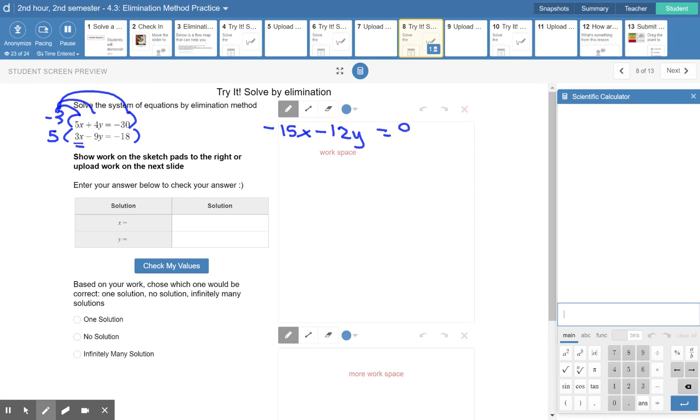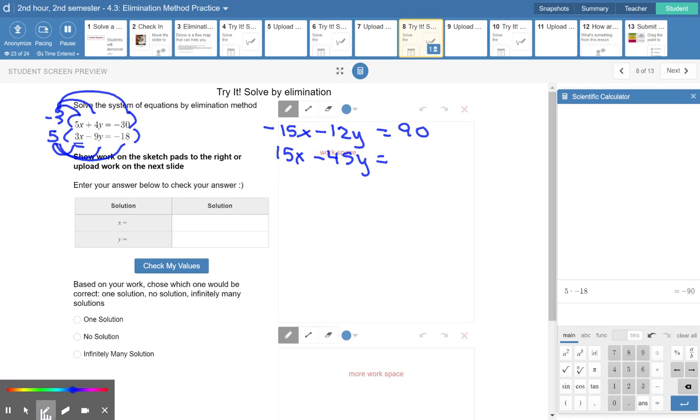Negative times a negative is a positive 90. So negative 3 times negative 30 is a positive 90. So then we have 5 times 3, which is 15x, minus 45y. And then definitely use a calculator for these bigger integers. We have 5 times negative 18, which gets you a negative 90.